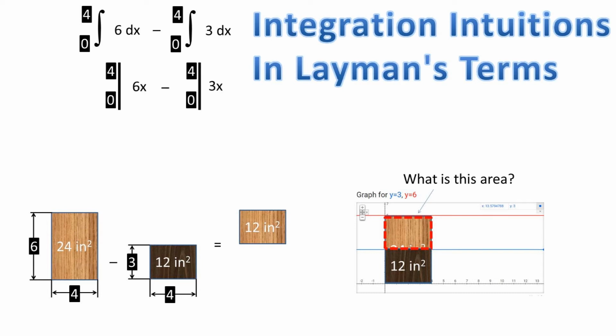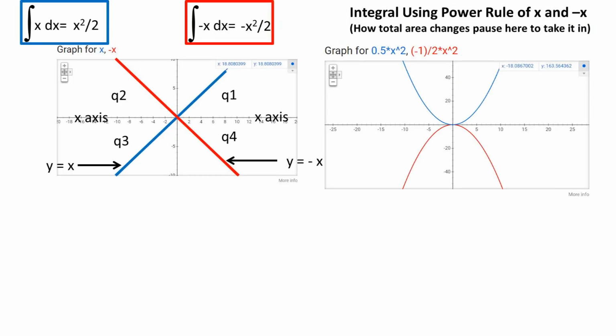Completing the integral using the constant rule, we are left with 6x minus 3x, and this is all from the limit of x equals 4 to x equals 0. So plugging in all of our numbers, we are left with the displayed equation that once again equals 12 inches squared of area.